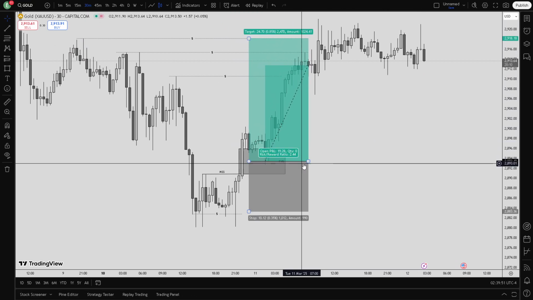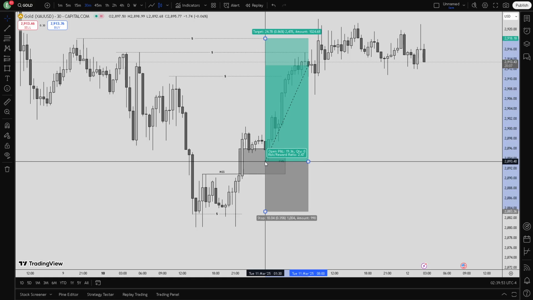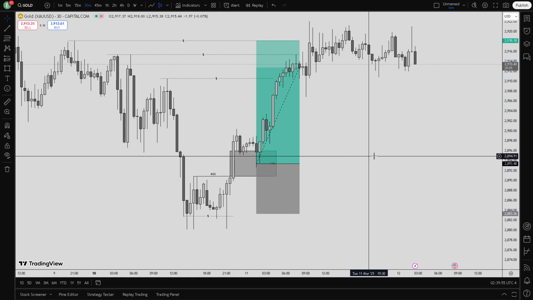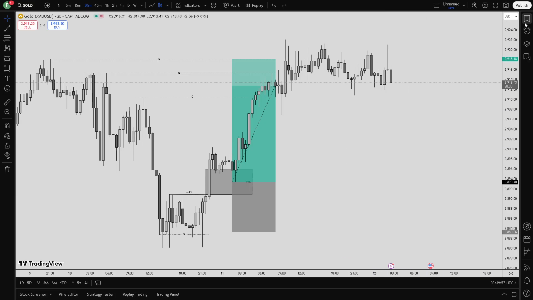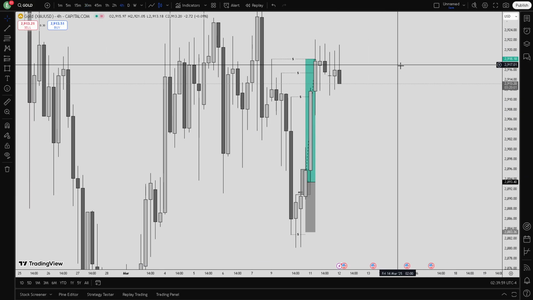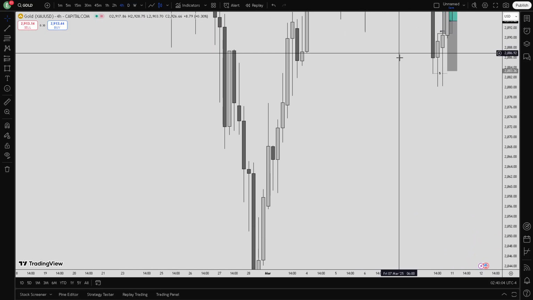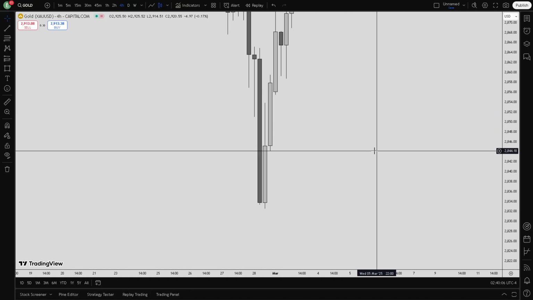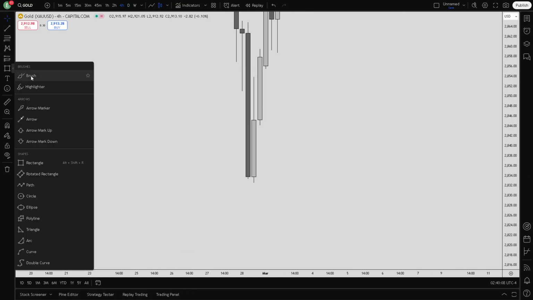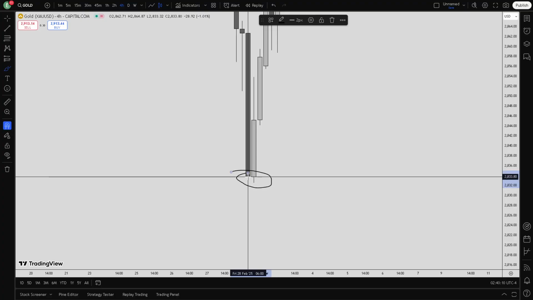So this is an example of liquidity sweep. This was a 1 to 3 risk to reward. So that's an example. Let's do another one quickly. All right. Right here we got another one perfectly. Right here. What is this?